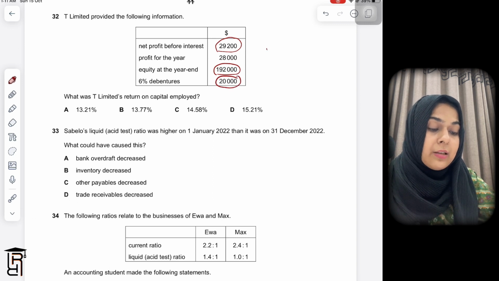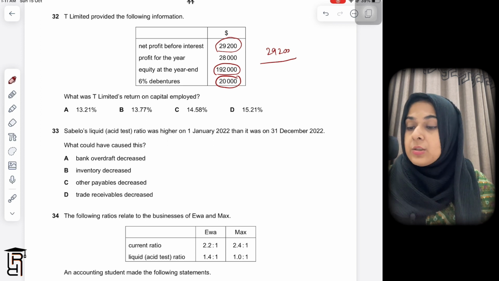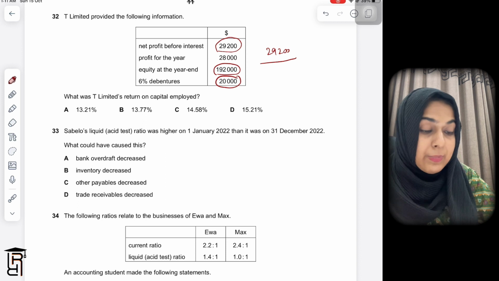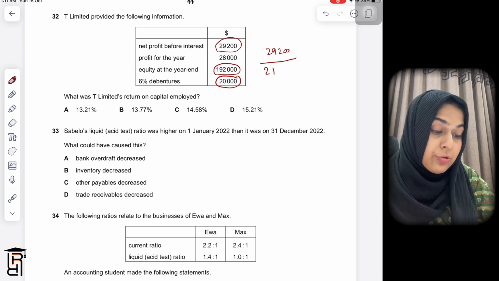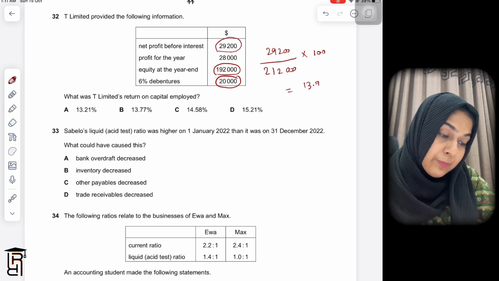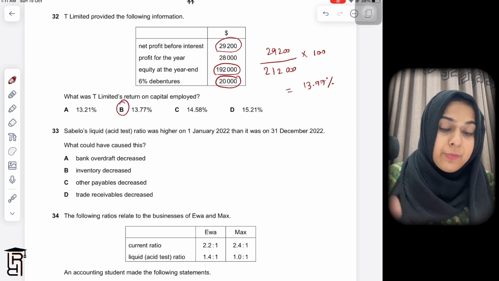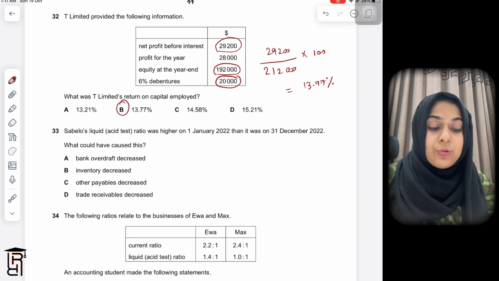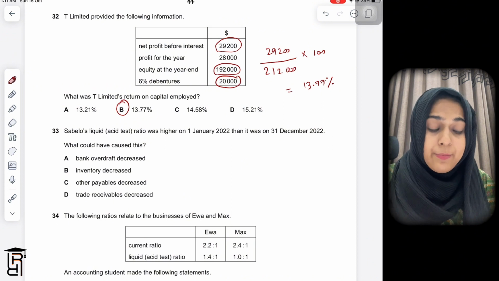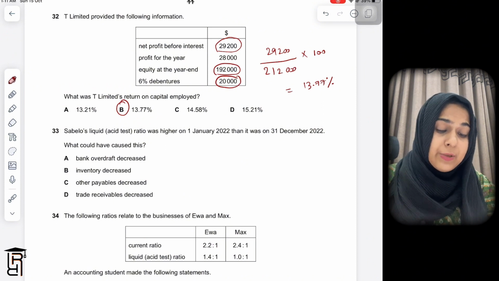So 29,200 divided by 192,000 plus 20,000, which is 212,000. When you multiply it by 100, you get 13.77%. This is a direct application of the formula of ROCE, that is return on capital employed. If you know the formula, you'll be able to do it.